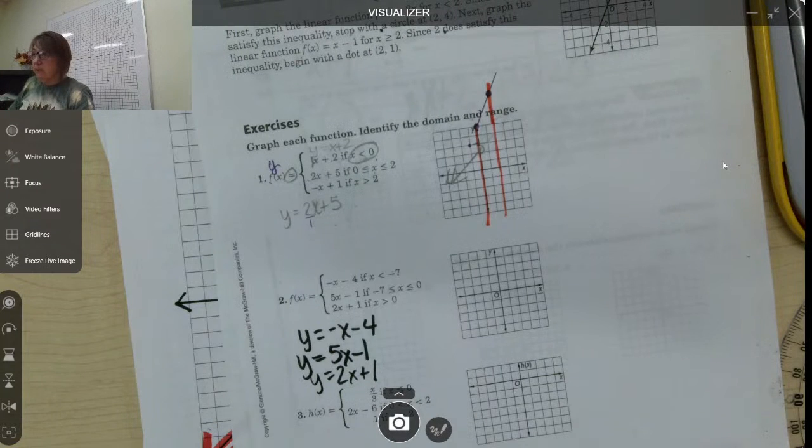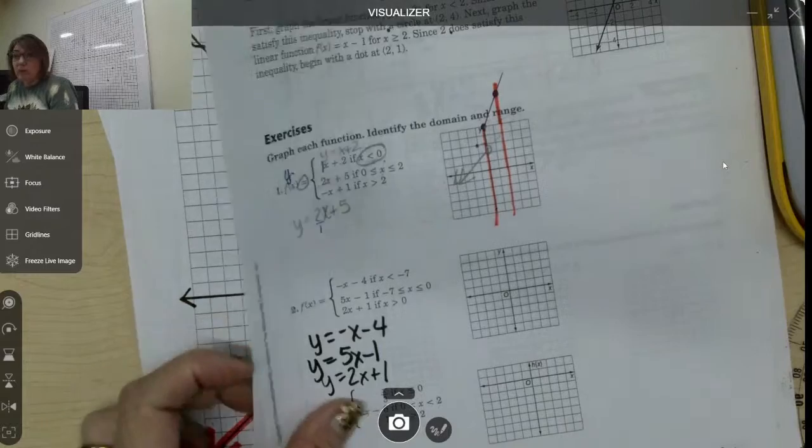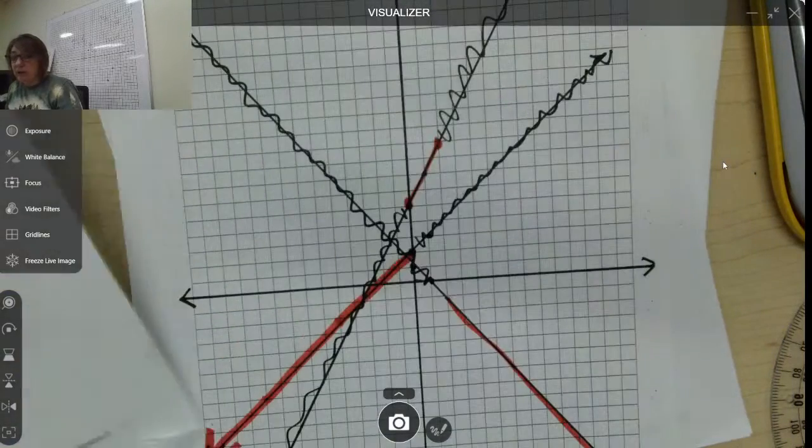Can we try number 2? Yep. Now, number 2 sure won't fit on that graph right there. Just so y'all know, it's all kinds of messed up. Y'all try number 2. Let's see if y'all can get it.